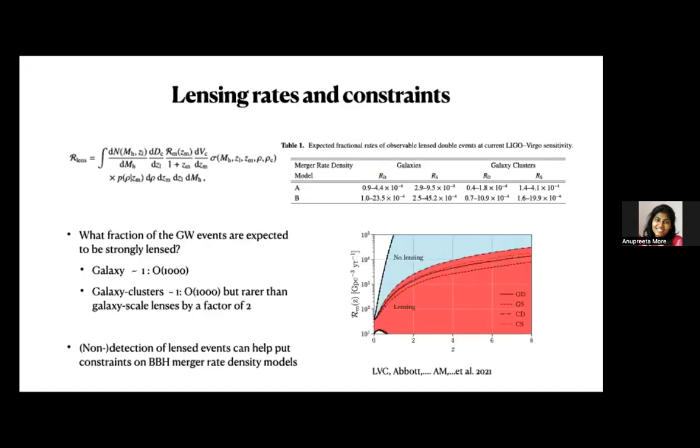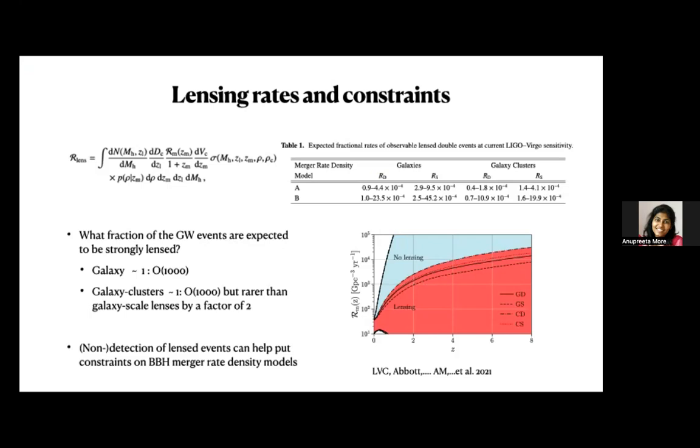Before I talk about further analysis, I wanted to show some work that I had done to project the expected lensing rates that we're going to see in the current observing runs of LIGO. I did this calculation for lensing by an individual galaxy or by a galaxy cluster. And the lensing rates that we are finding are in the range of 10 to the minus 4, with a large error bar on it.